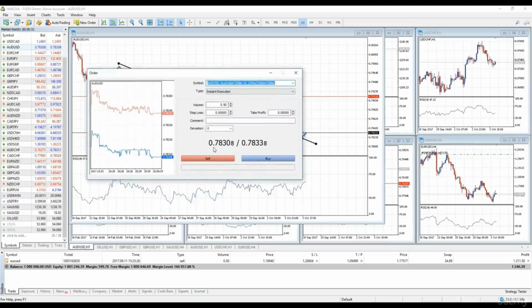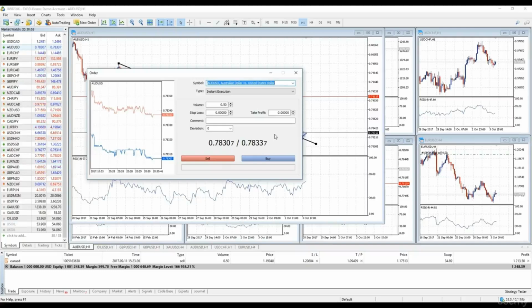So in this case, the bid is 78.30 and the ask is 78.33. And the 78.33 is the raised price that the broker raised it to, basically so that they can make a commission off of every trade that you make. Okay, so we already know this because we've gone over this in previous lectures.